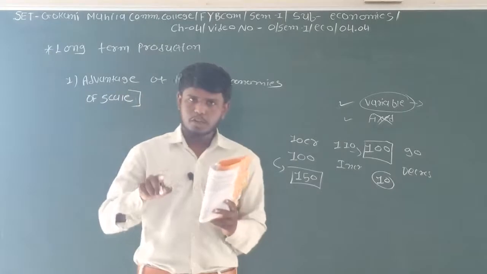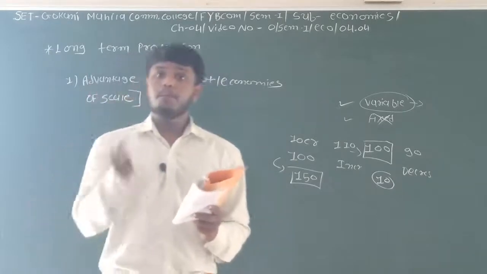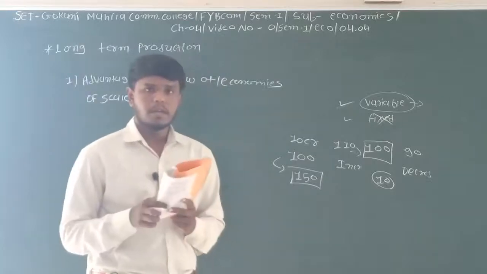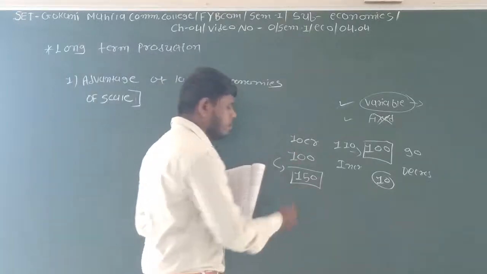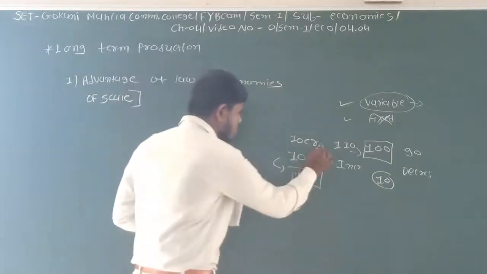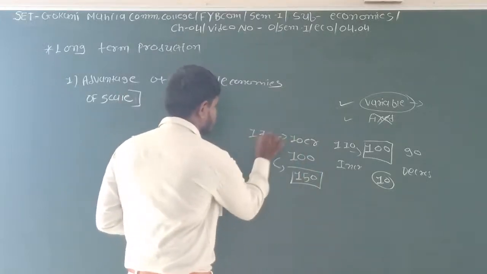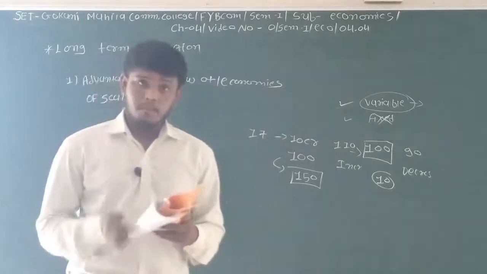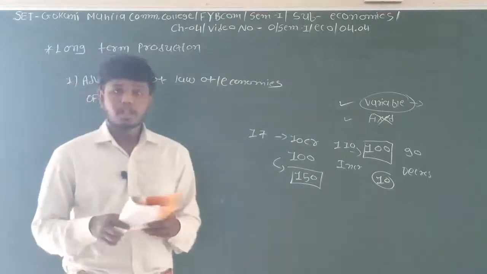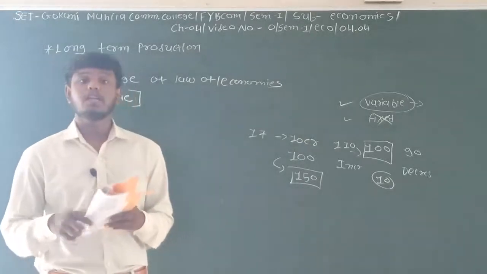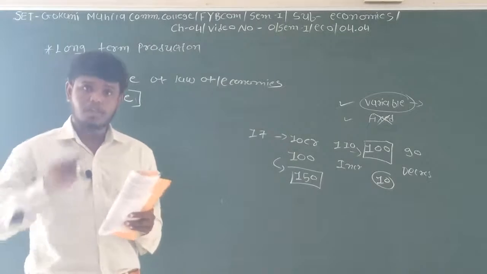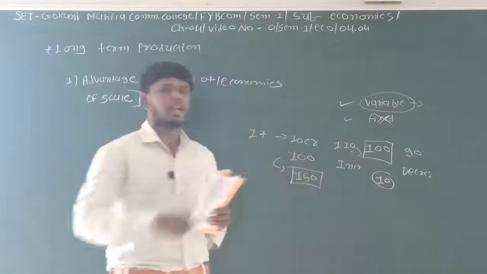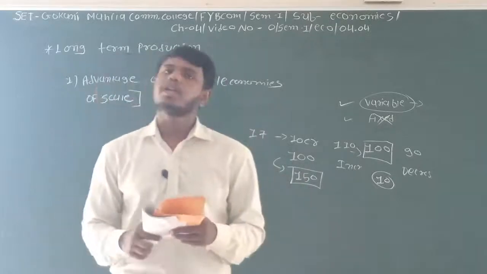In short-term production it is not possible to add more capital in the production system, but in the long term it is possible. You can add more capital in the production system from 10 to, say, 70 crore rupees. This more capital ultimately gives you more production, and more production will match up the demand, which will increase from 100 to 150. So this is economies of scale.